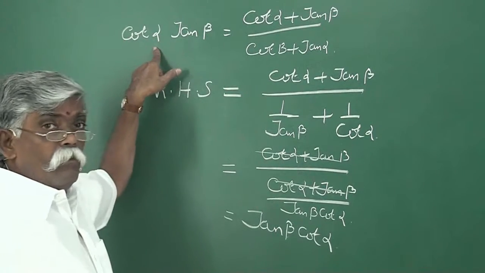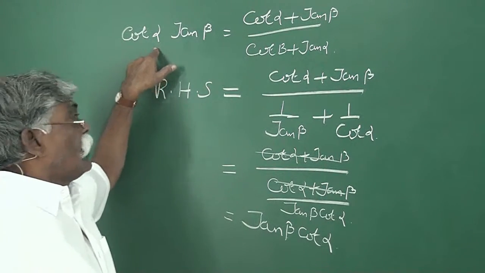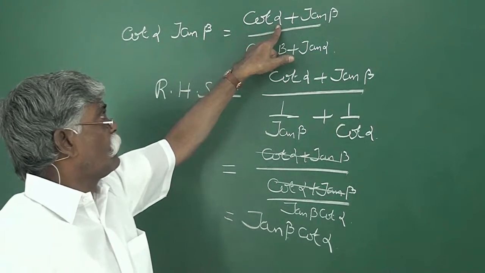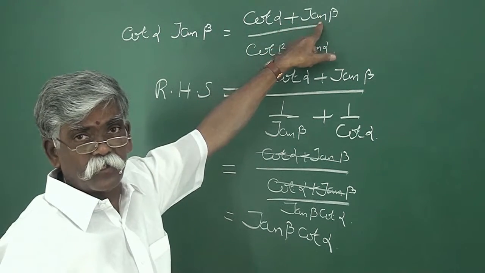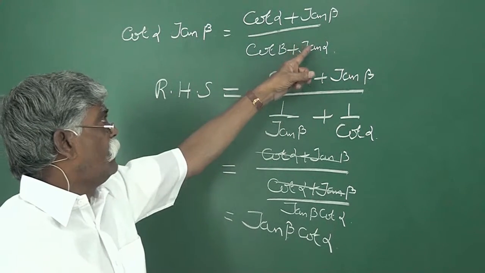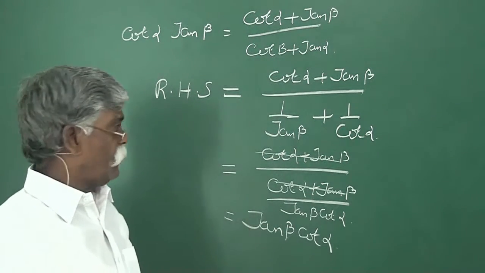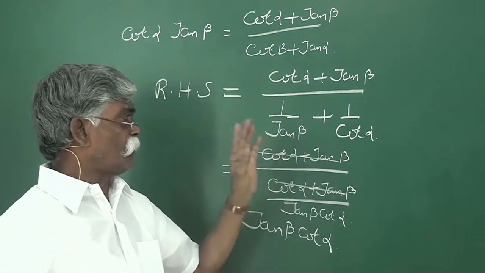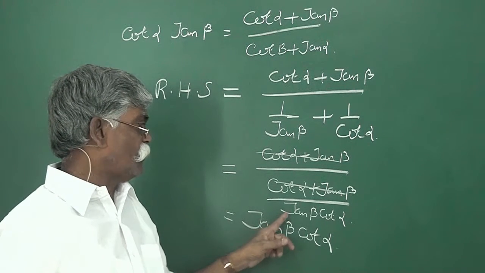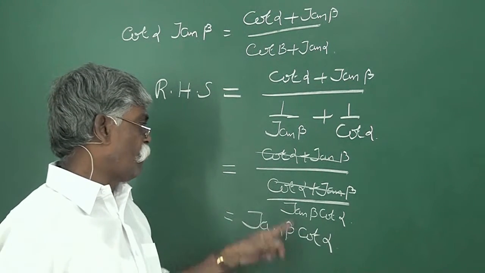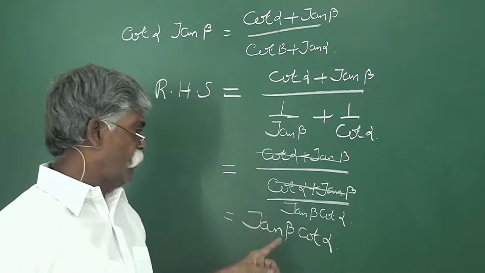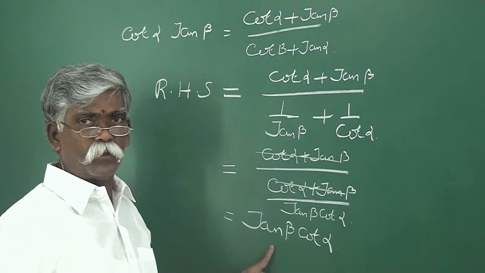So in the beginning we have observed that alpha is in terms of cot and beta is in terms of tan. Here also alpha is in terms of cot and beta is in terms of tan. So in the denominator we have changed this as 1 by tan beta. This we have written as 1 by cot alpha. Now the numerator is cot alpha plus tan beta, and in the denominator we have taken LCM. LCM is tan beta into cot alpha. Therefore in the numerator we will get cot alpha plus tan beta. These two things get cancelled and the answer remaining is tan beta into cot alpha.